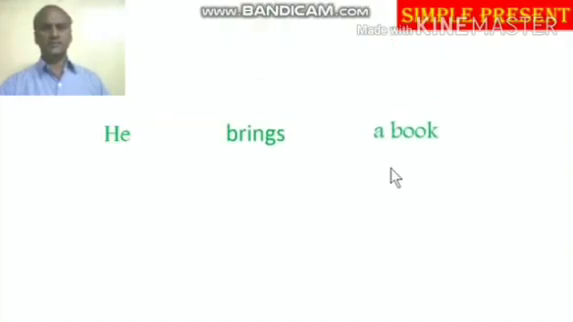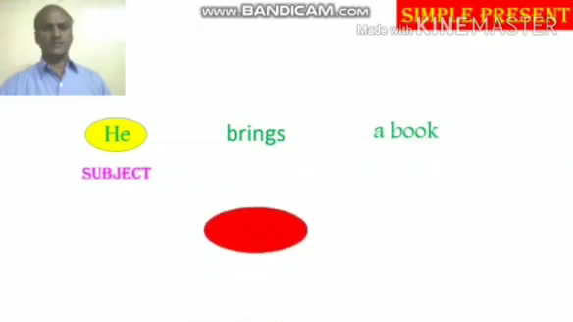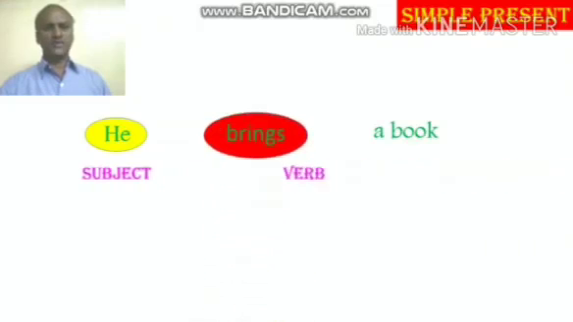Now the first one is a simple present. In simple present, he brings a book. If a sentence is given like this in the active voice, he is the subject, brings is the verb, a book is the object.